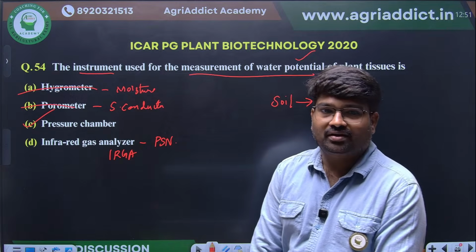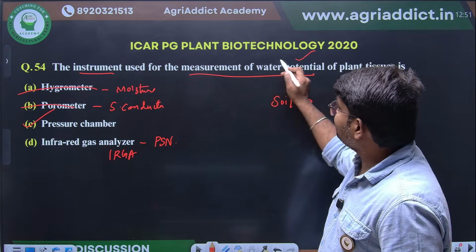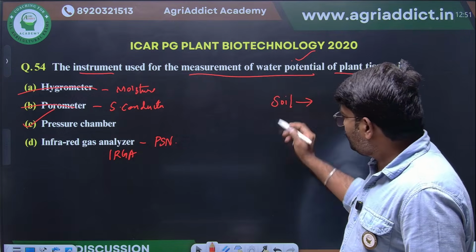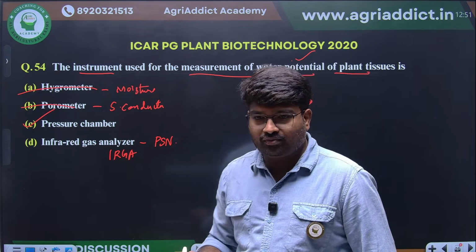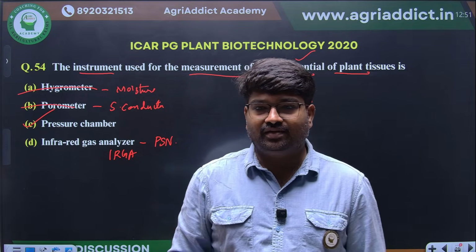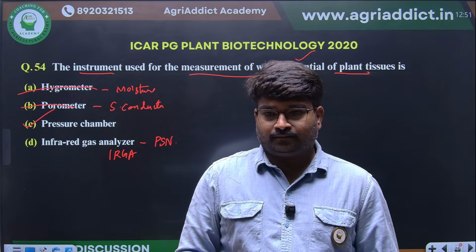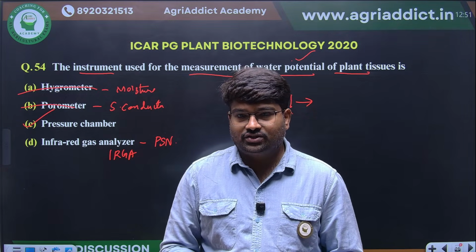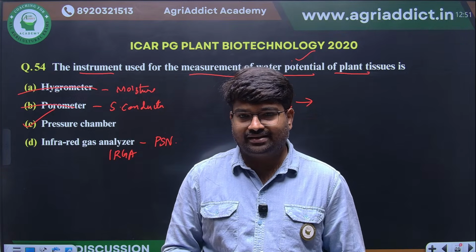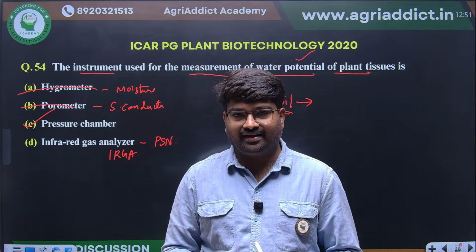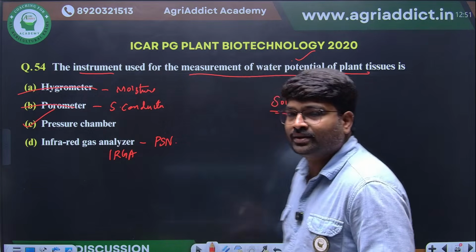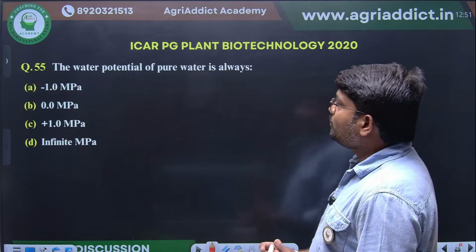Another most important thing I want to say: if we want to measure the water potential of plant, we will use the pressure bomb apparatus. If we want to measure the water potential of soil, which instrument will we commonly use? Yes, I need the answer from you. Lysimeter, tensiometer, these things they will use. Clear? So you have to read the question properly, whether they are asking about plant or about soil.